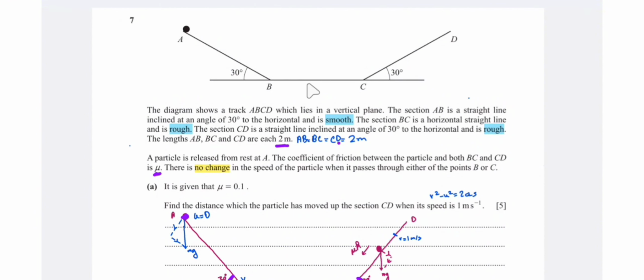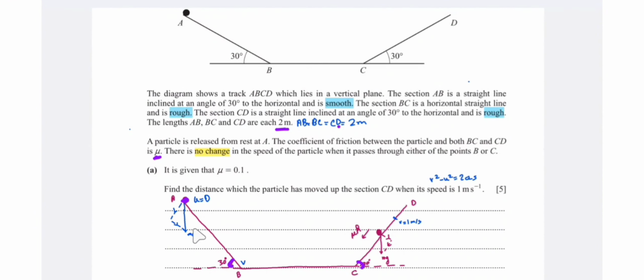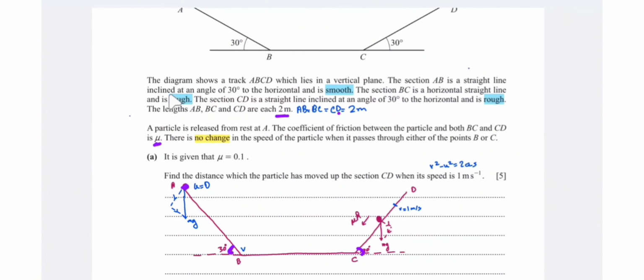For this question, I have drawn exactly the same diagram at the bottom. The diagram shows the track ABCD, which lies in a vertical plane. The section AB is a straight line inclined at an angle of 30 degrees to the horizontal and is smooth. Then the section BC is a horizontal straight line and is rough. So AB is smooth and BC is rough, which means there is an effect of friction, that is mu R.